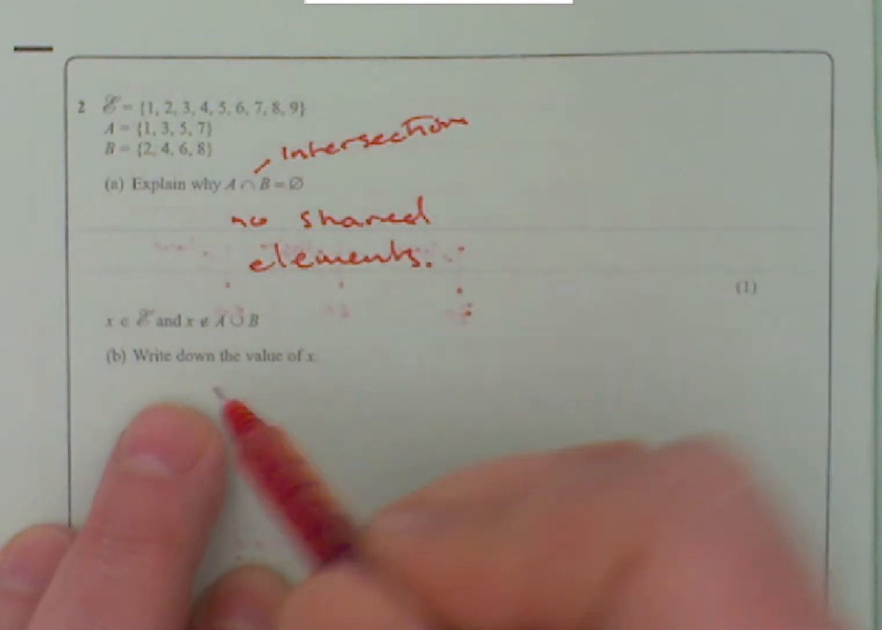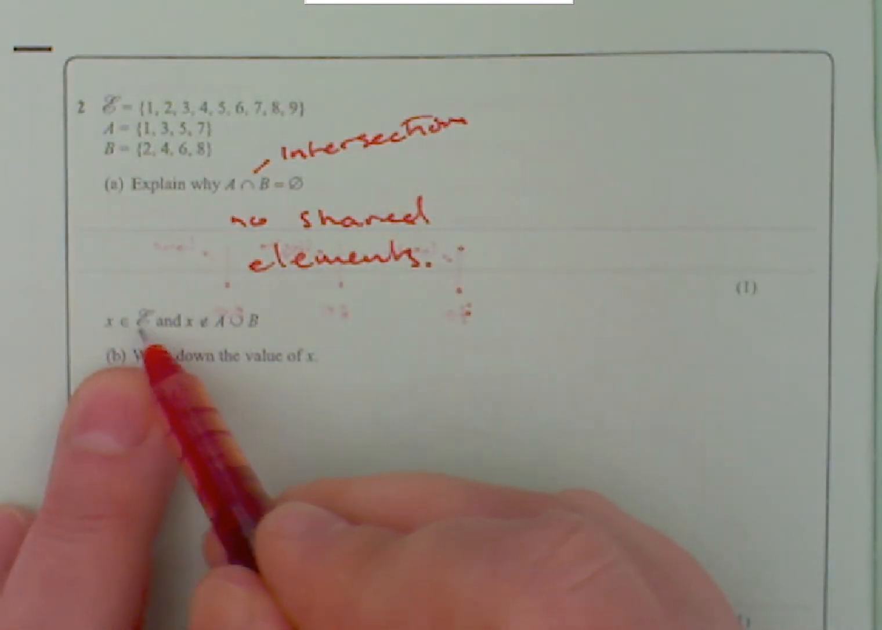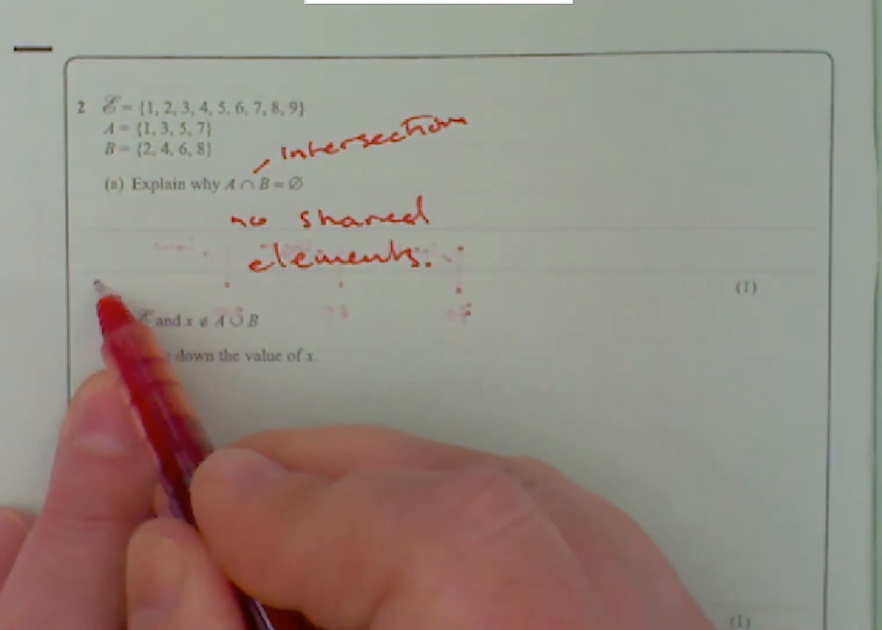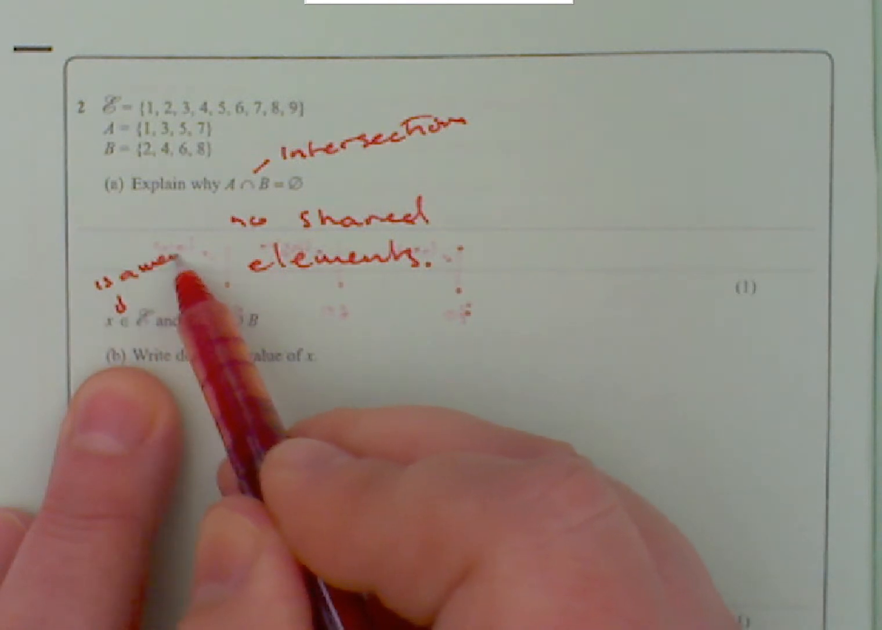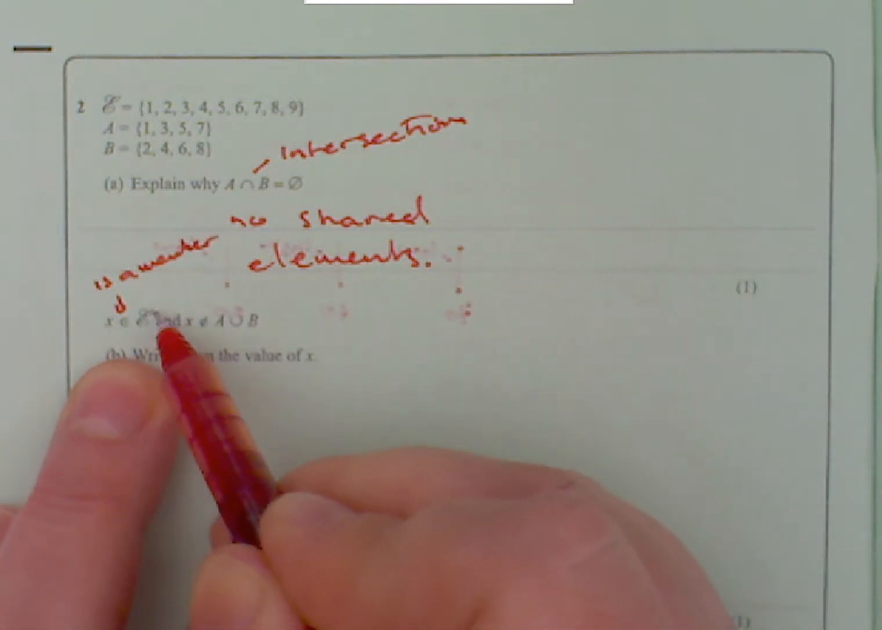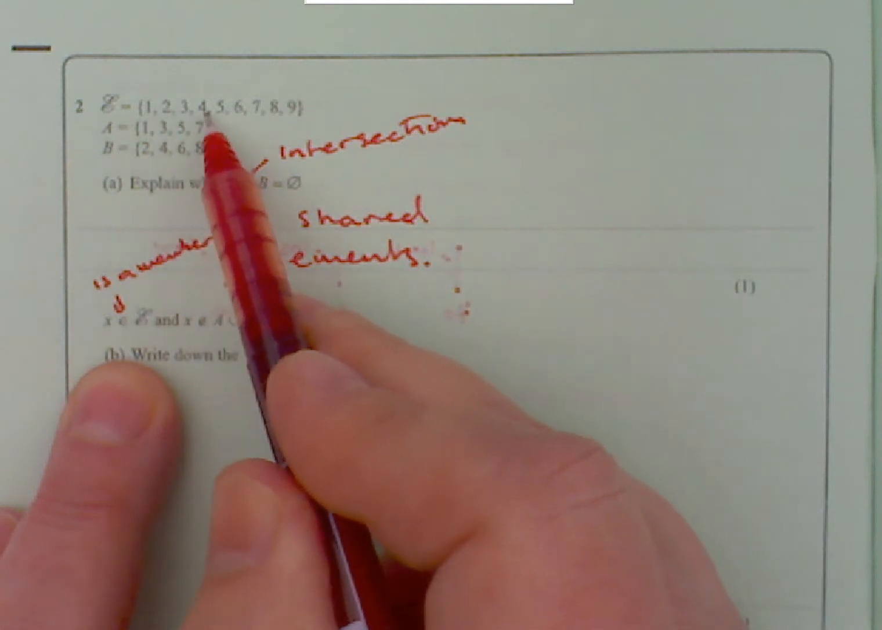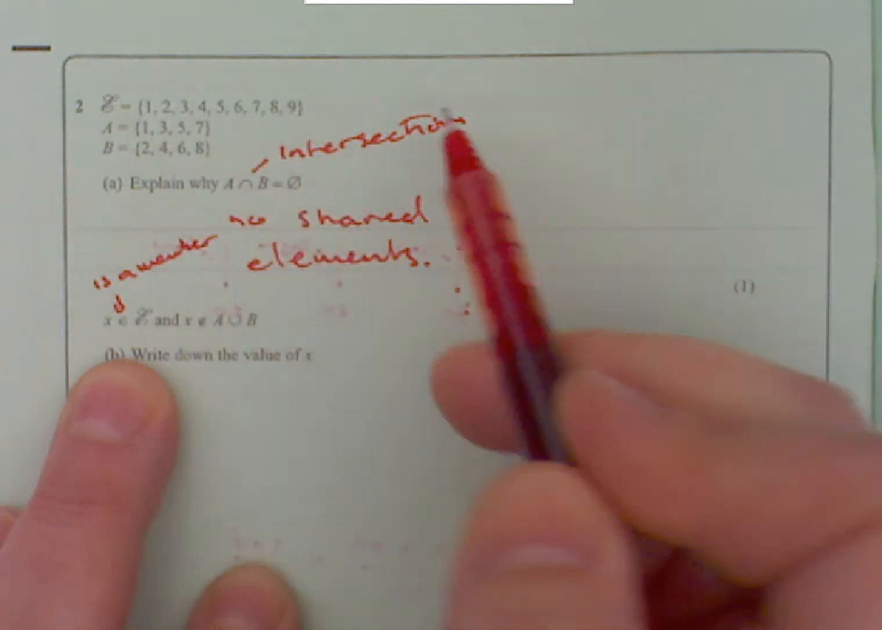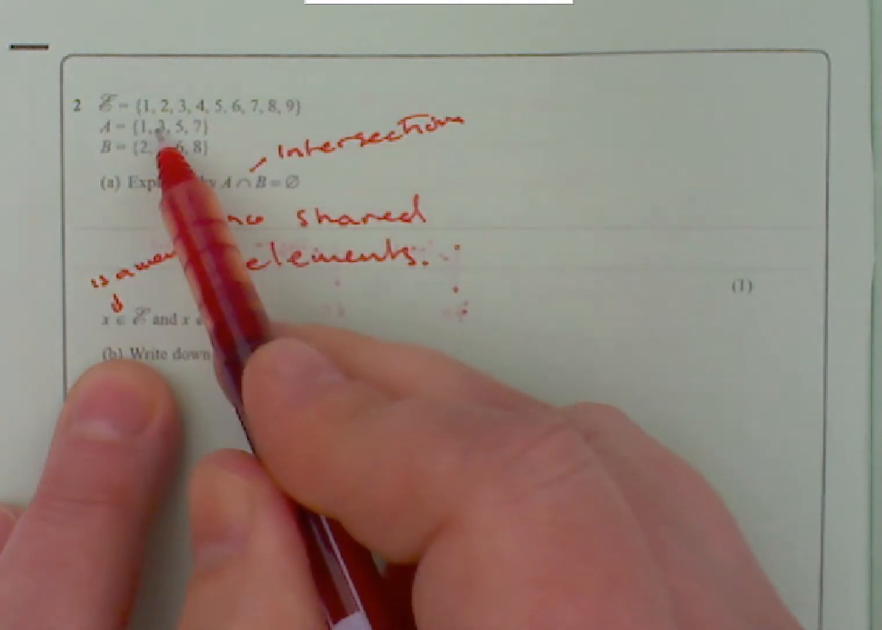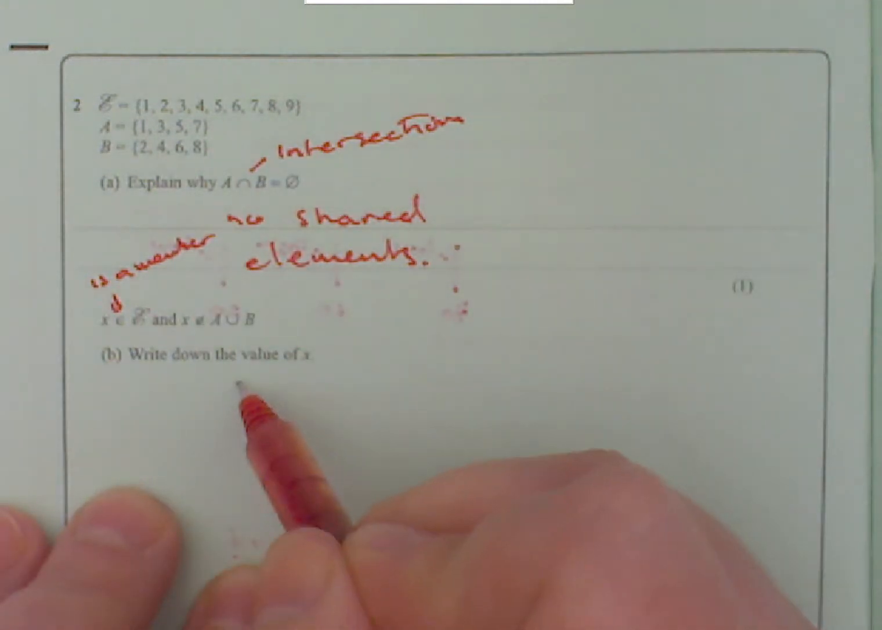In this one, it says that X is a member of the universe. Okay, that's the universe, and you can see the universe only contains 1, 2, 3, 4, 5, 6, 7, 8, 9 things, and the only thing that's in the universe but not in A and B is 9. So the answer to that one is 9.